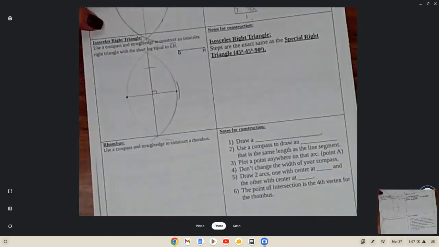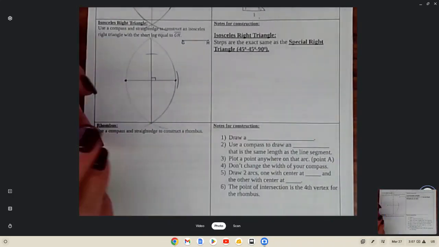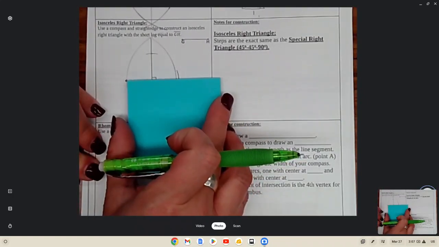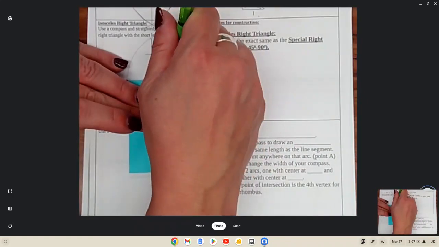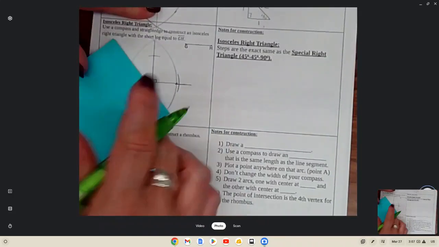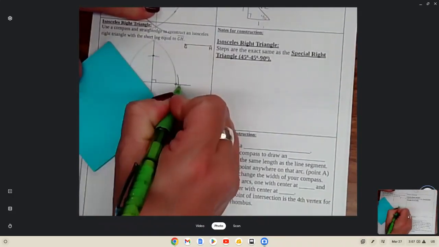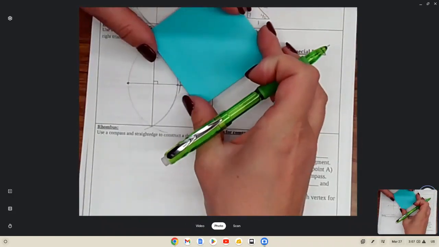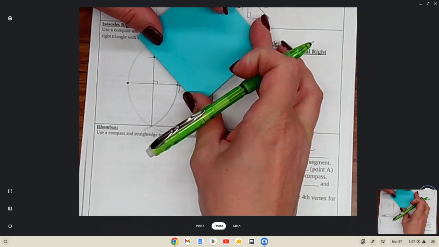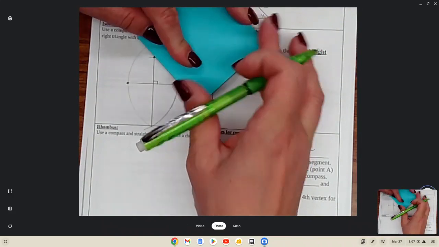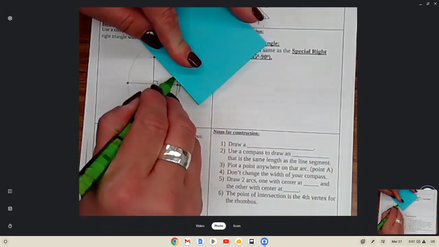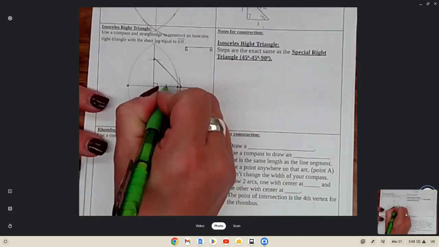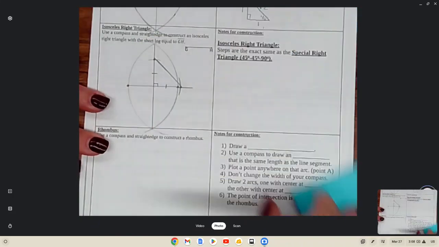Oh, look at mine extended. See, just got to extend it. All right, and there you have it.